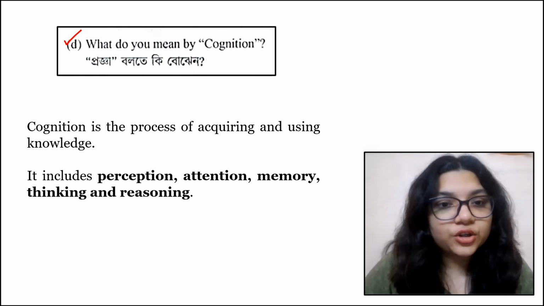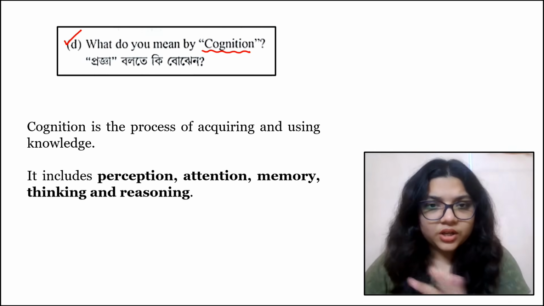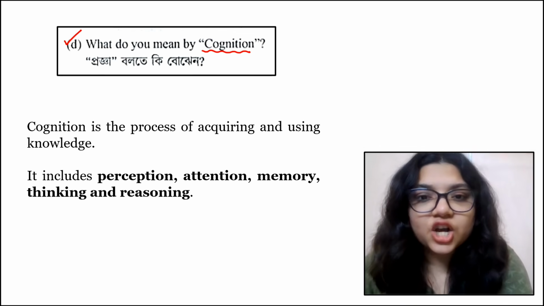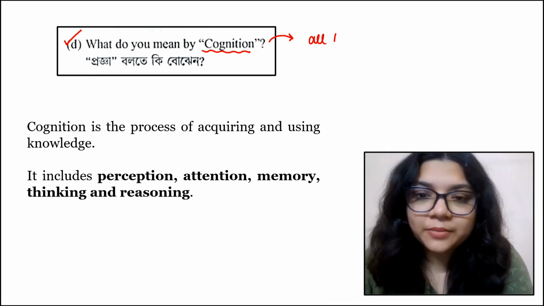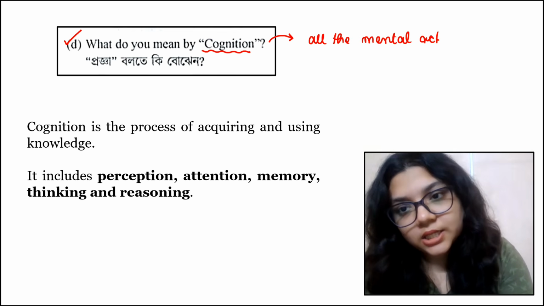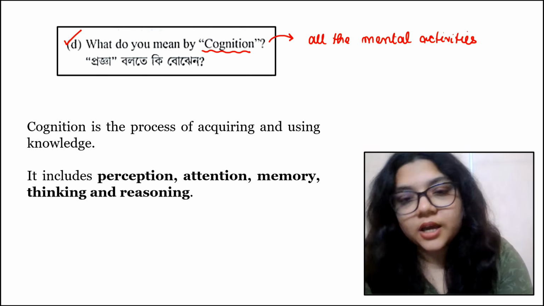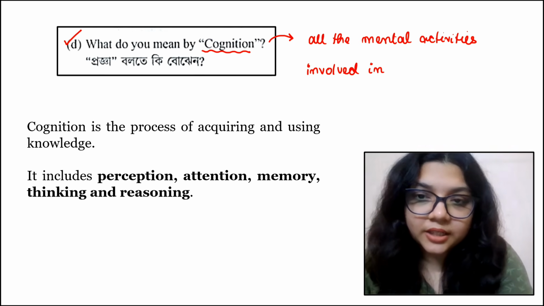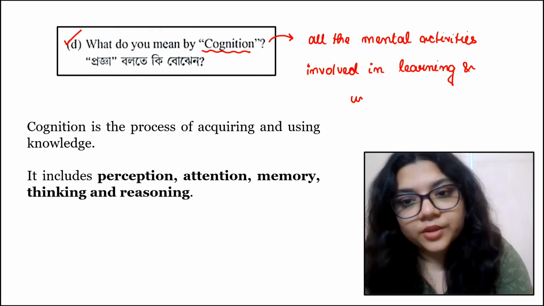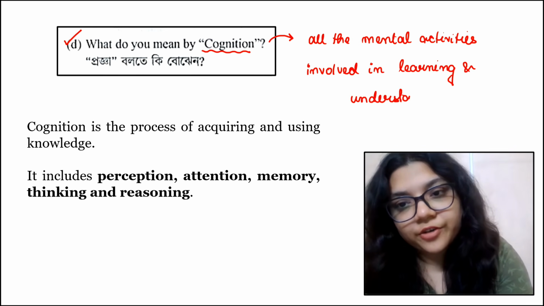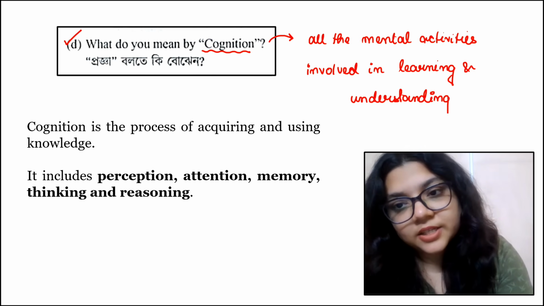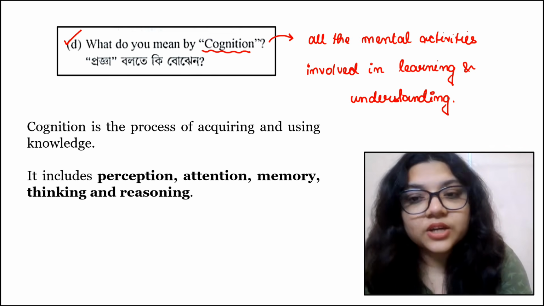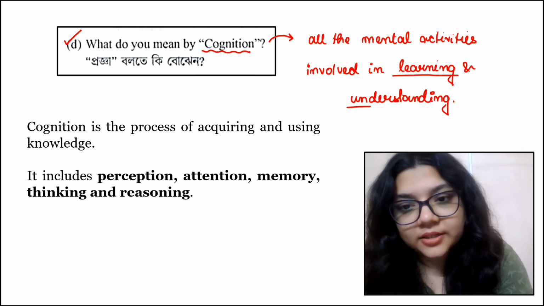So for D, what do you mean by cognition? Now, basically, if we have to say, cognition refers to all the mental activities involved in learning and understanding. Okay, so what are we saying? That cognition refers to all the mental activities that a person has got involved in learning and understanding.